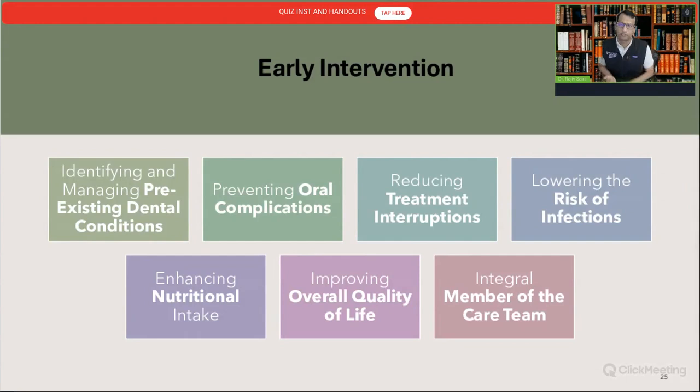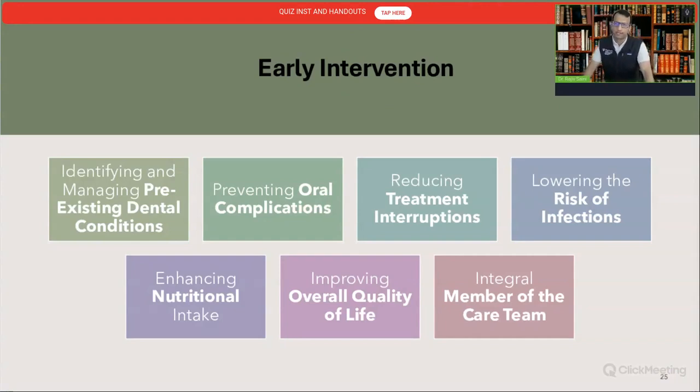So, first of all, and most important, is identifying and managing pre-dental conditions even before the patient starts their active cancer treatment. It will definitely prevent a lot of oral complications the patient has to deal with, whether it is radiation caries, dry mouth, metallic taste, and so many other things, because those complications make it very difficult to handle any active dental treatment if the patient has not been given proper oral care before the start of cancer treatment. Also, it will lower the risk of opportunistic infections, enhance nutritional uptake if primary dental treatment is given beforehand, and overall improve the quality of life.